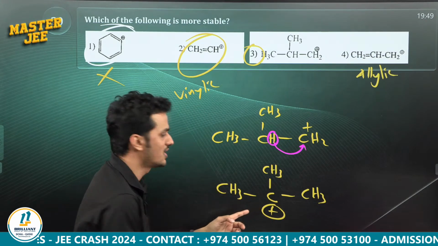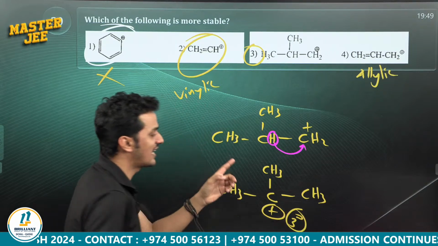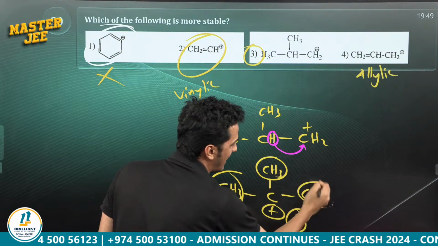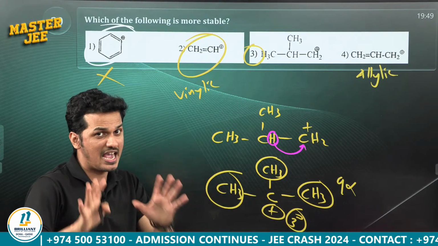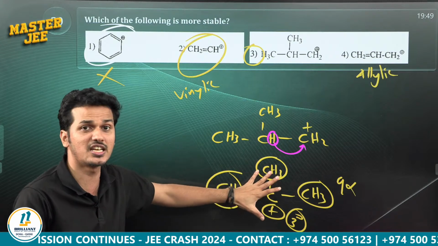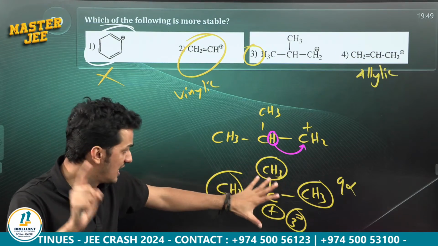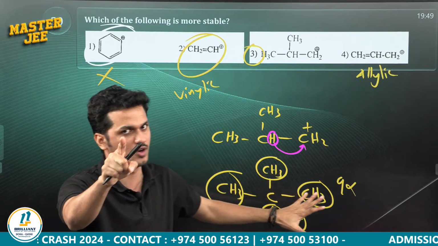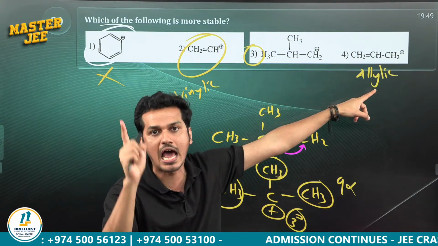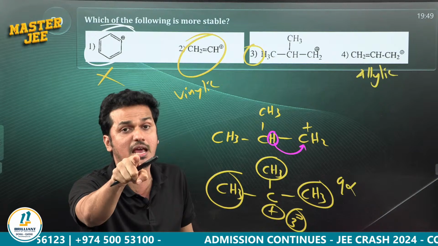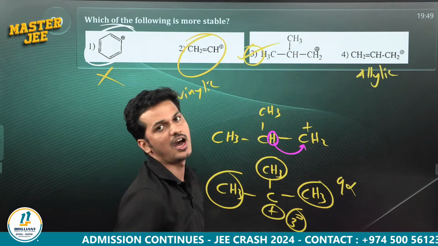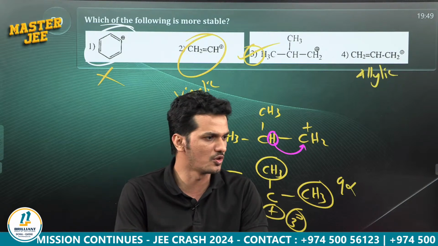Now we go to what? Tertiary carbocation. In the case of the tertiary methyl carbocation, 3 methyls, 9 alpha hydrogens are there. 9 alpha means 9 hyperconjugations are there. So this tertiary carbocation is more stable than allylic. It is even more stable than benzylic, primary benzylic. So this is the answer, guys. I hope I taught you very clearly. You got the idea.